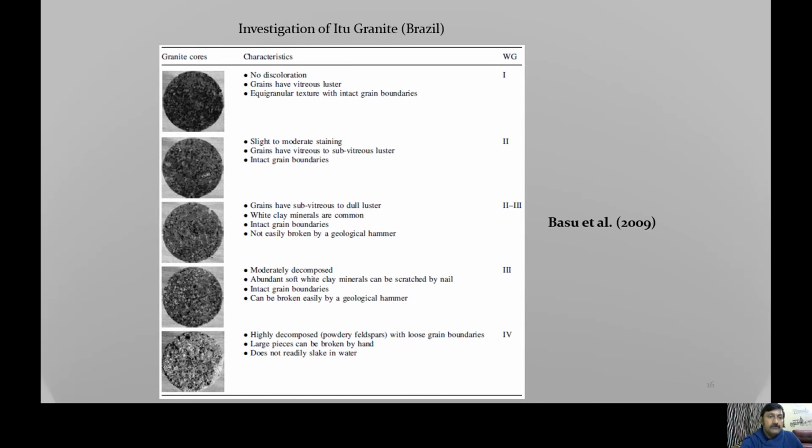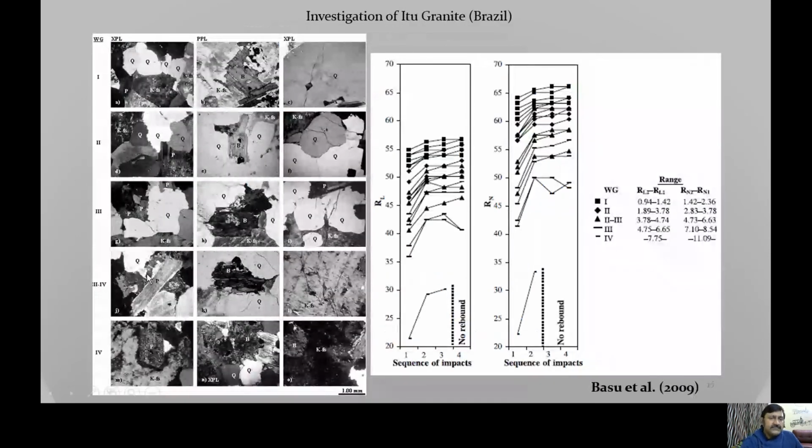So, on the left-hand side, I show you the photomicrographs corresponding to this E2 granite with reference to different weathering grades. And some of the things are similar in this case also: the biotite is getting more and more chloritized, the feldspar is getting more and more sericitized, quartz is getting more and more disintegrated. So these things are pretty common in both granitic rocks.